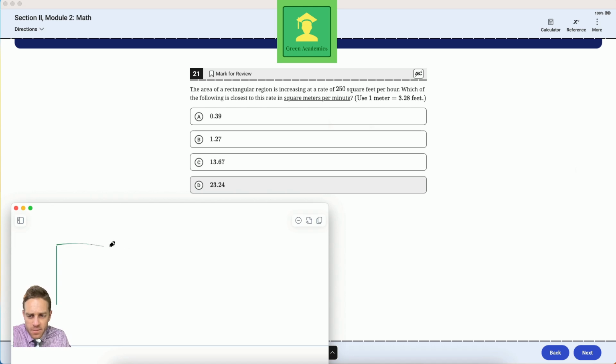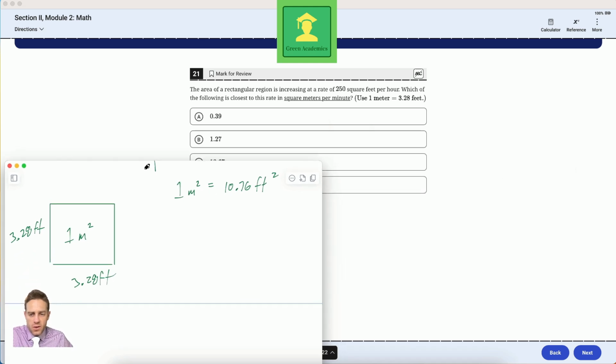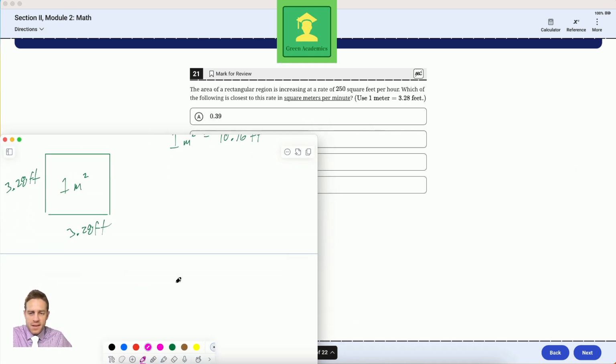A square meter, by definition, I'm going to draw this and say this square is 1 square meter. So of course every side is 1 meter, but that's also 3.28 feet. Now 3.28 to the second power is 10.76 square feet. So 1 square meter equals 10.76 square feet. So now when you go to convert, you use that as one element in the skeleton operation.